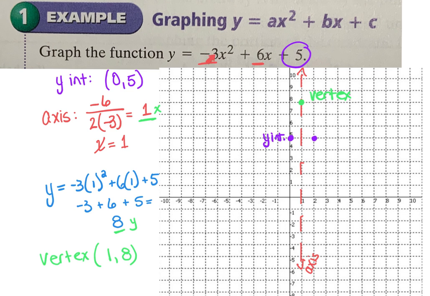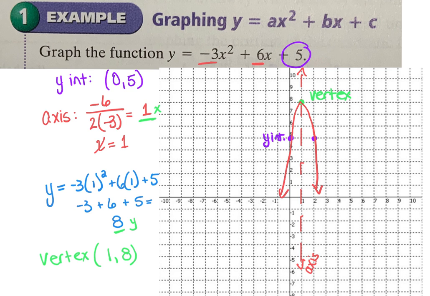Down. And I know that because of this, right? The negative tells me this is pointing down. So if I were to look at this, my vertex, if I were to draw from here down and from here down, that parabola is going to be pointing down. And so to finish this out, I'm just going to connect those and sketch it down.